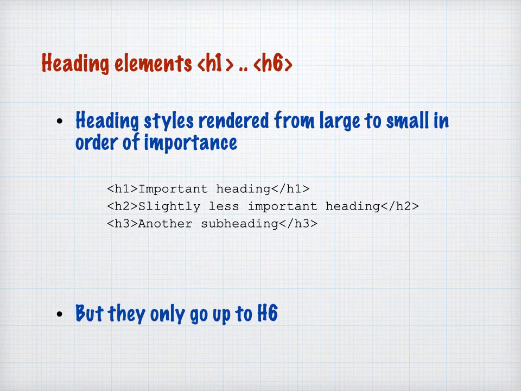You can only go up to 6, and of course, it's very unusual to be structuring a document which has 6 levels of subheadings. So you might have, for example, an H1, and then a subheading, an H2, and then some text. Then you might have another H2, and then some text. And then you might have another section, so you'd have an H1, something like that. So that's how you do your headings.